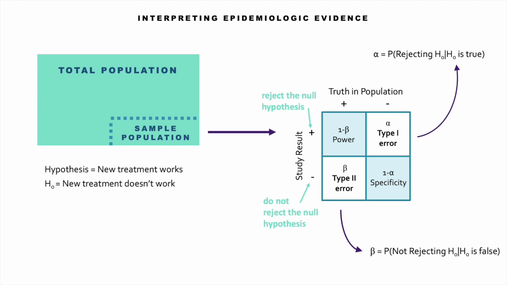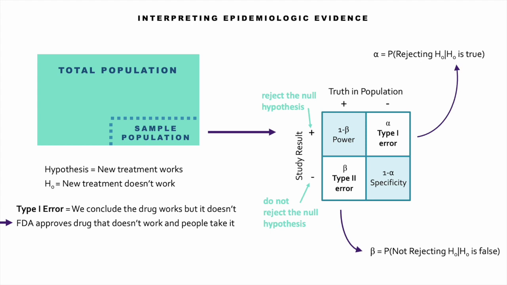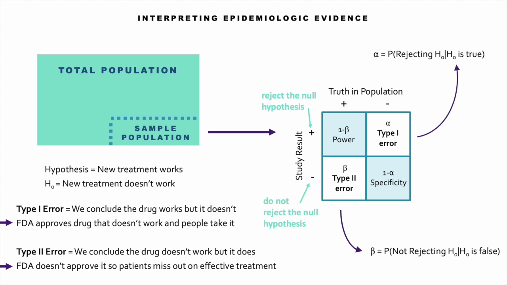If our hypothesis is that the new treatment works, then the null hypothesis would be that the new treatment doesn't work. In this example, if we make a type 1 error, we would conclude that the drug works, but it actually doesn't. And the consequence of a type 1 error in this example would be that maybe the FDA would approve the drug that doesn't actually work, and then people would take it. If we make a type 2 error in this example, we would conclude that the drug does not work, but it actually does.